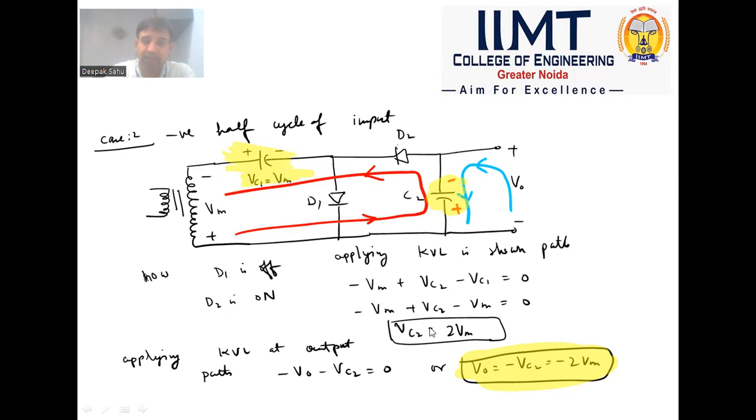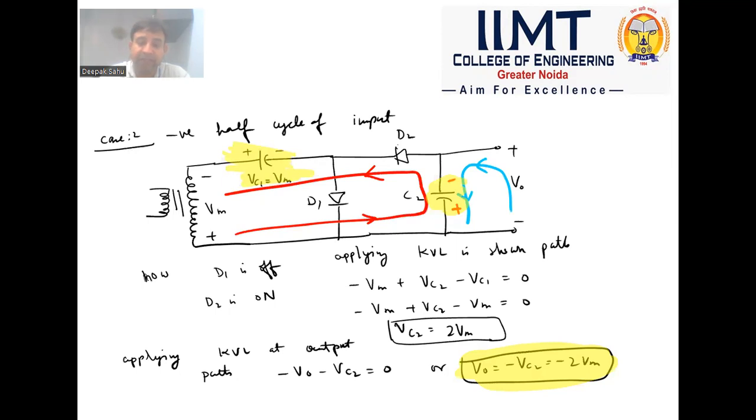Now applying KVL, VC2 gets twice Vm, but output polarity is shown as this. So following this blue cycle, we can see that output and VC2 are related by this relation: minus V0 minus VC2 equals 0. So ultimately we get V0 equals minus 2Vm. So we can see here that, as the name suggests, a voltage doubler circuit gives the output as twice of the input on the secondary side.